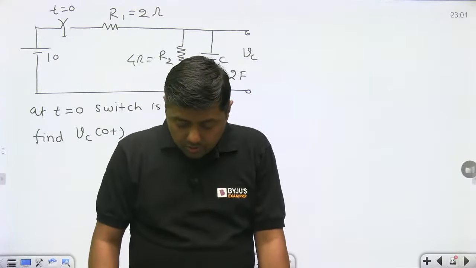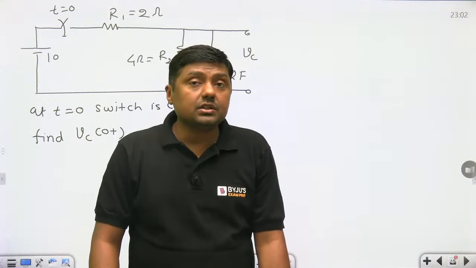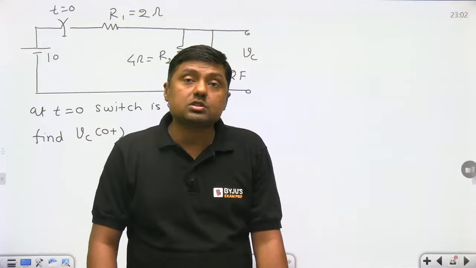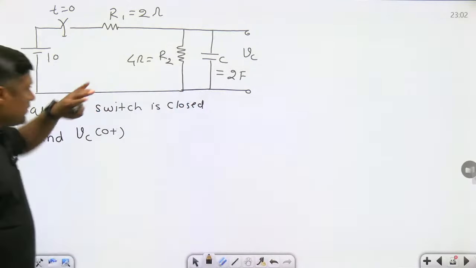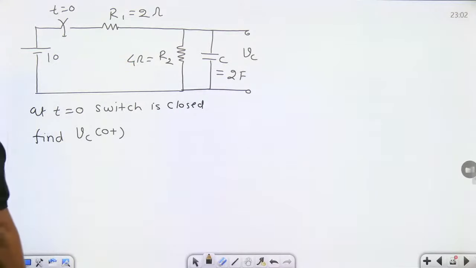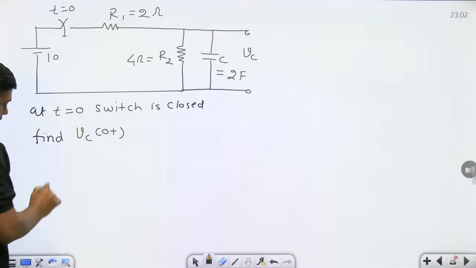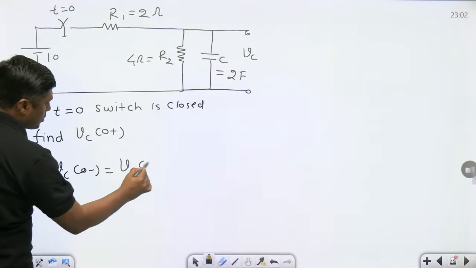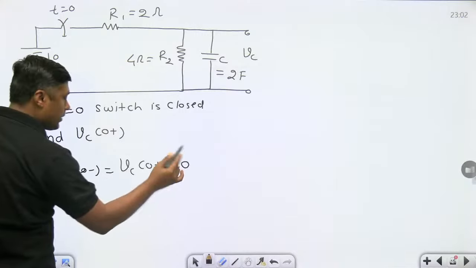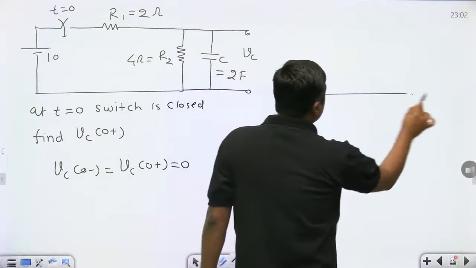Right. So a capacitor does not allow sudden change of voltage. We have an idea about that. So in this case, if the initial voltage across the capacitor is 0, when we close the switch exactly at t equal to 0, we know that VC(0-) is equal to VC(0+), which is equal to 0.